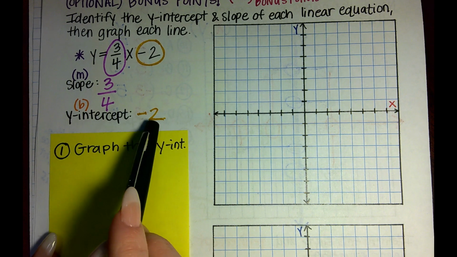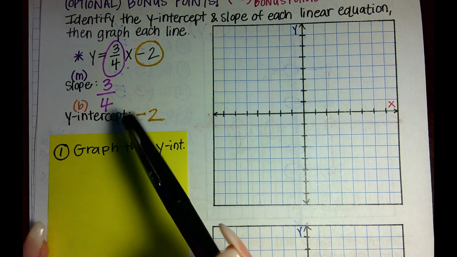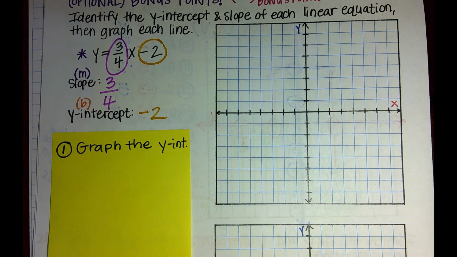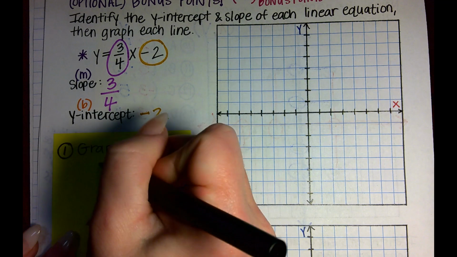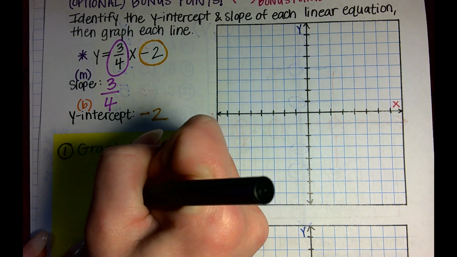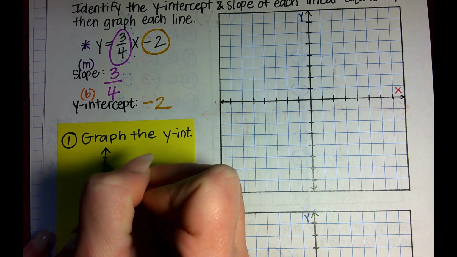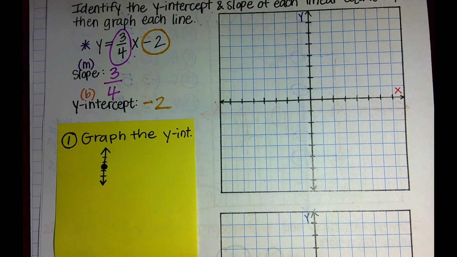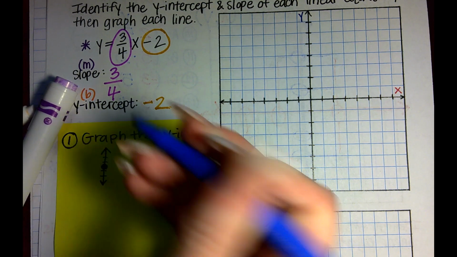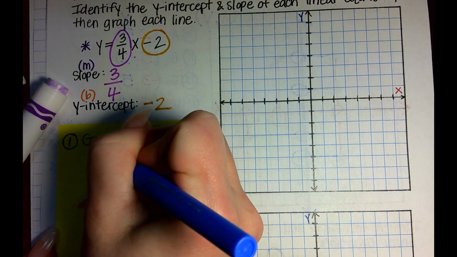Whatever the number is, in this case -2 is the y-intercept, we're going to find that spot on the y-axis and we're going to make a point. So I'm going to draw a little picture here of the y-axis, and I'm just going to make a little point on it, because the y-axis goes up and down.